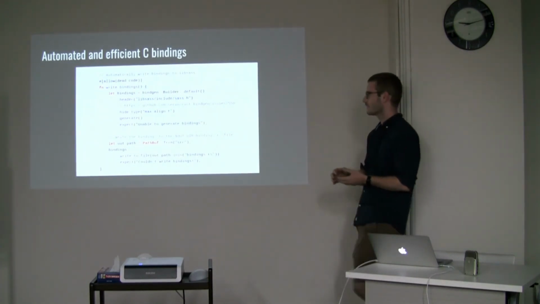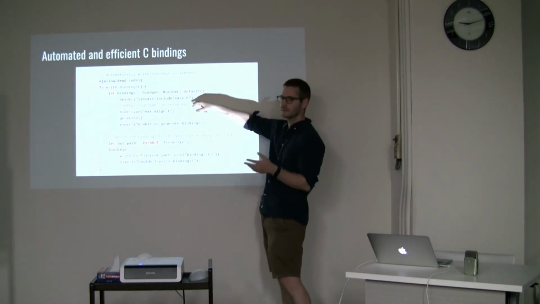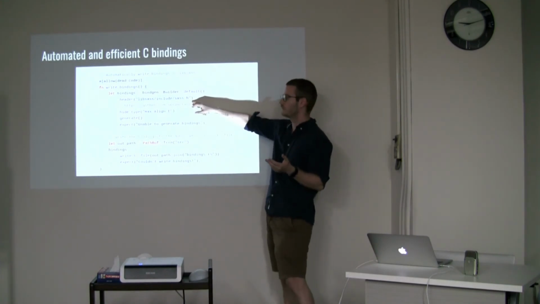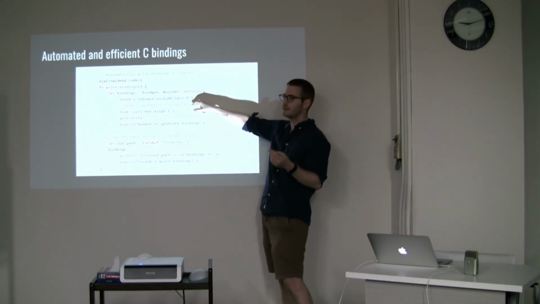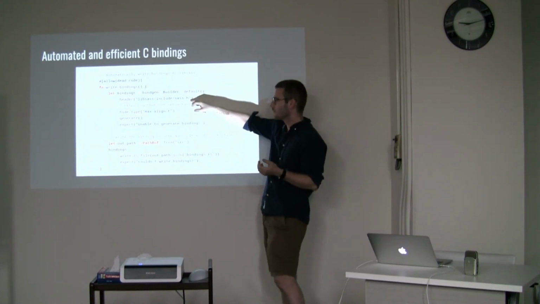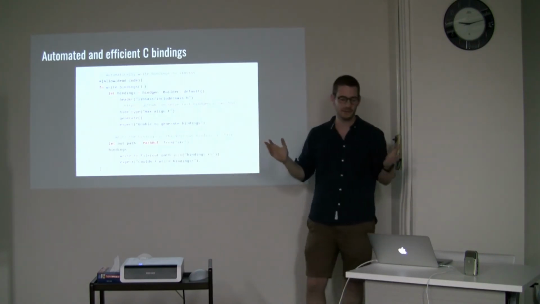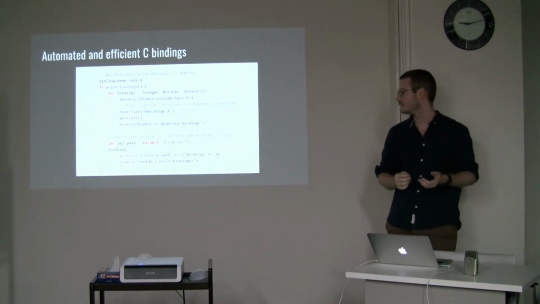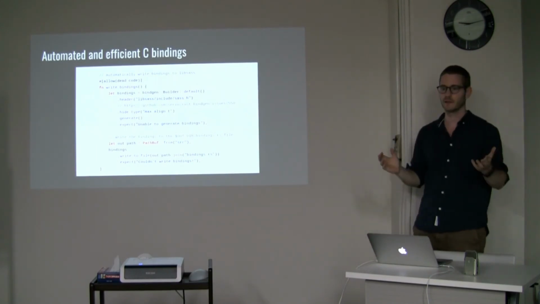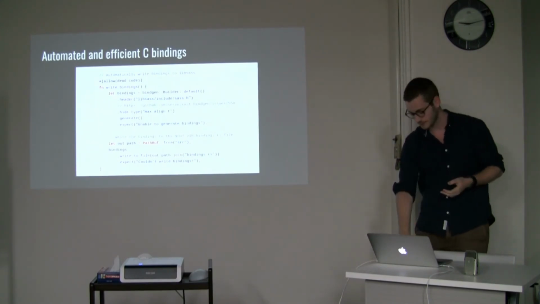What we do is point to the header, because libsass is a C++ library but it offers a C API. So you just point to the header, generate the bindings, write them to a file, and that just works. You don't really have to do anything about it. It's just working directly.